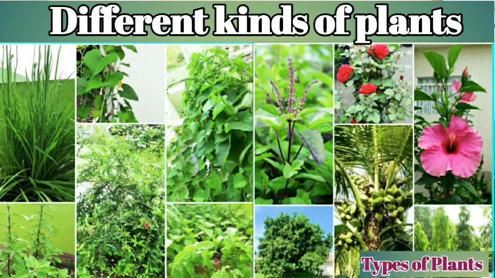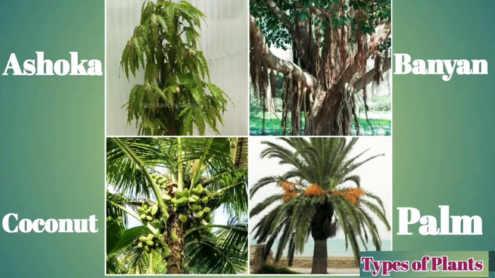Okay, so our lesson today is actually types of plants, right? Till now we discussed the plant and its parts. Now let us see types of plants. Look here. This is Ashoka tree, mango tree, coconut tree and palm tree.